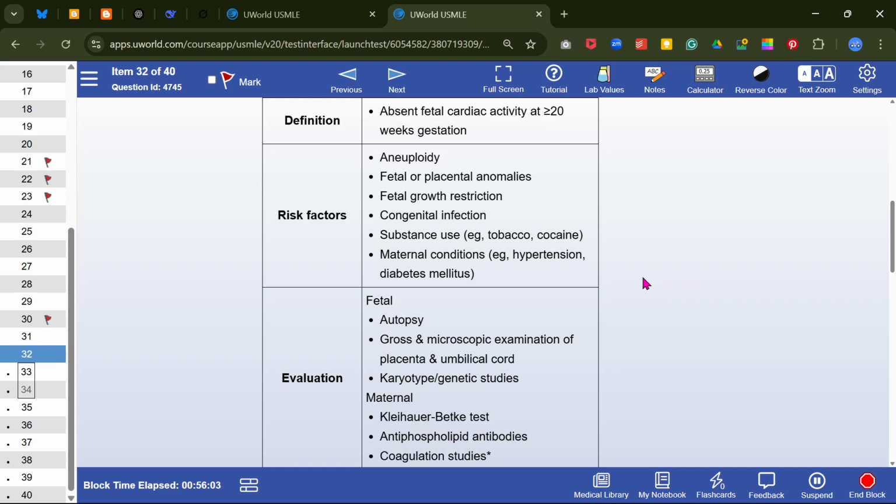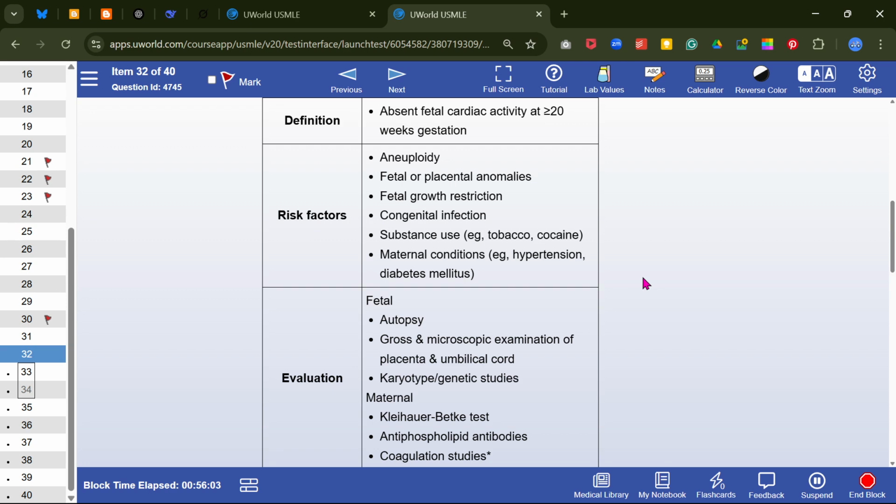Intrauterine fetal demise is absent fetal cardiac activity at more than 20 weeks of gestation. It may be due to aneuploidy, fetal or placental anomalies, fetal growth restriction, congenital infection, substance use such as tobacco or cocaine, and maternal conditions such as hypertension and diabetes mellitus. Evaluation includes fetal autopsy, gross and microscopic examination of the placenta and umbilical cord, and karyotype or genetic studies.